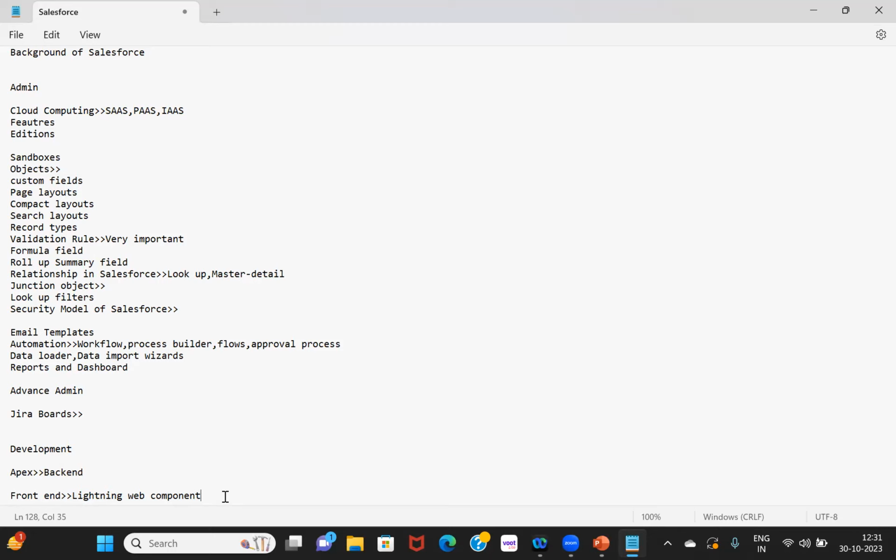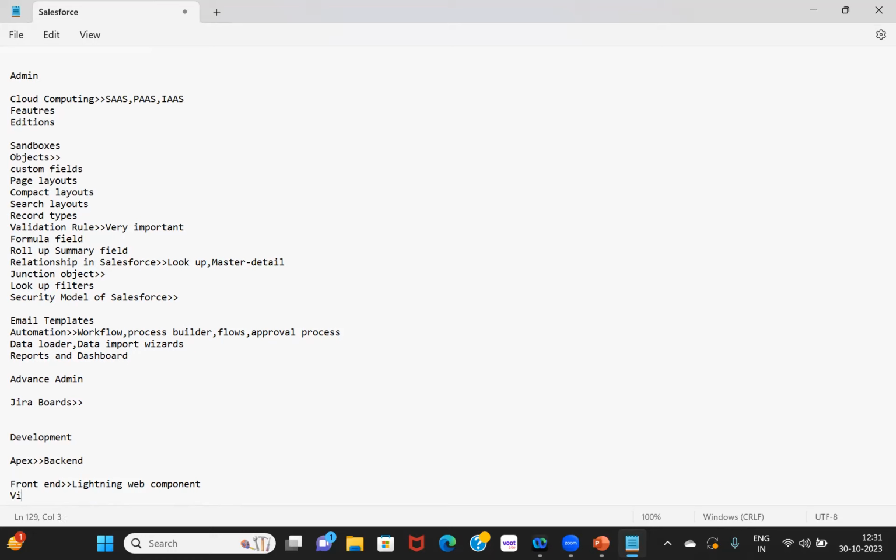90% of the companies are looking for people who have knowledge of Lightning Web Component. So 90% of the companies are looking at that particular part. So you need to be strongest on this part.